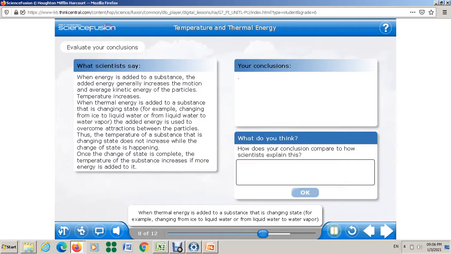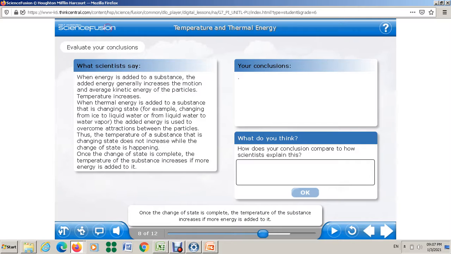When thermal energy is added to a substance that is changing state, for example, changing from ice to liquid water, or from liquid water to water vapor, the added energy is used to overcome attractions between the particles. Thus, the temperature of a substance that is changing state does not increase while the change of state is happening. Remember, look here. For example, changing from ice to liquid, then to steam.